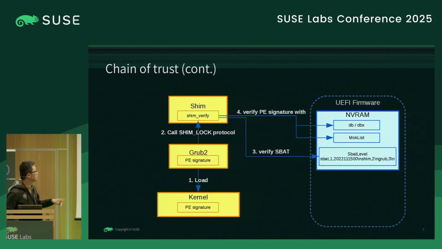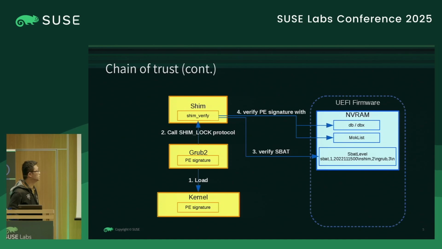If grub2 loads the kernel into memory, then grub2 will call the Shim protocol, the name is shim_lock, to verify the kernel in memory, and Shim will use the DB or DBX or MOK. The MOK list is a real variable name in the NVRAM, and it will also verify SBAT.